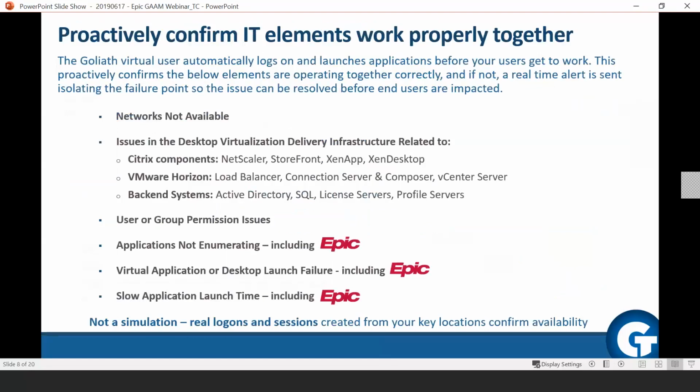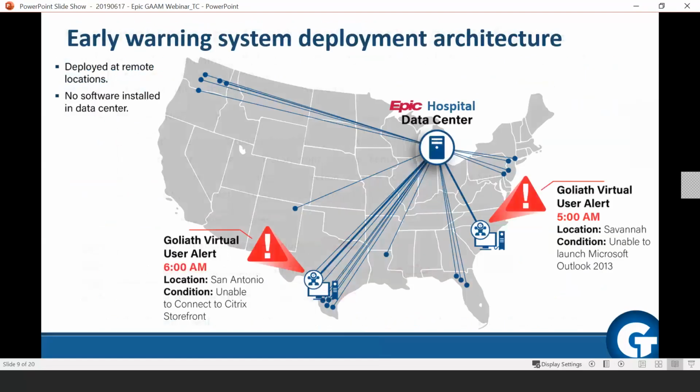Taking a step back, what it's actually testing for are network issues. I won't read through all of these. Desktop delivery infrastructure, making sure that's all working, making sure permissions are appropriately configured, making sure that all the applications and desktops will launch, and it will also measure application launch times to make sure that there is not slowness.